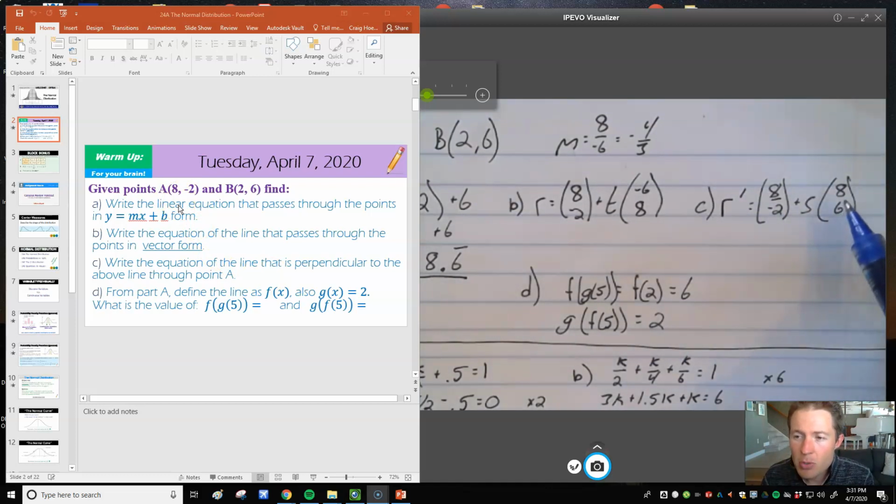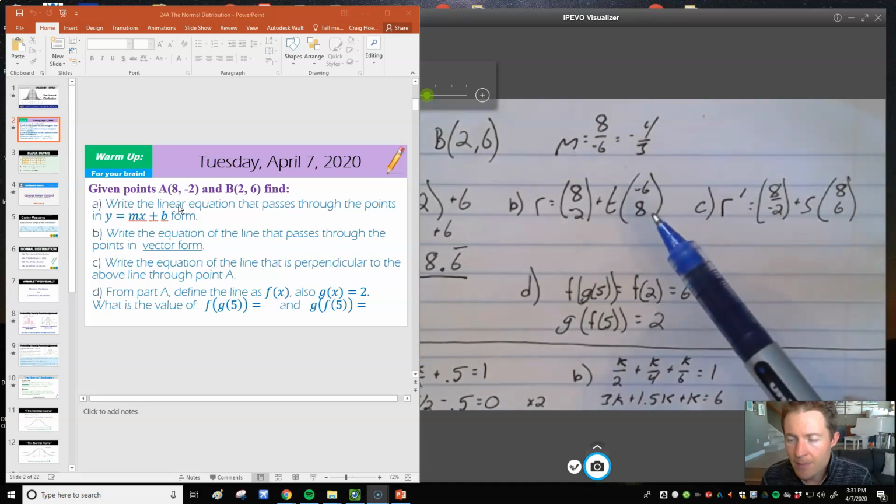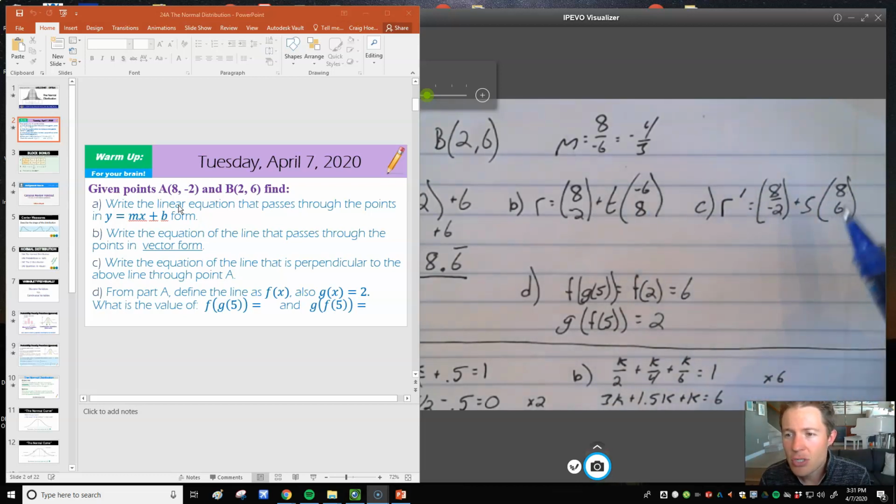Now for perpendicular, remember we just flip it and change the sign. So here I've flipped this vector, and you only have to change the sign once. And if you forget this, go ahead and just plot it, and you'll see here I've changed the sign. You only have to change it on one of those and flip it.